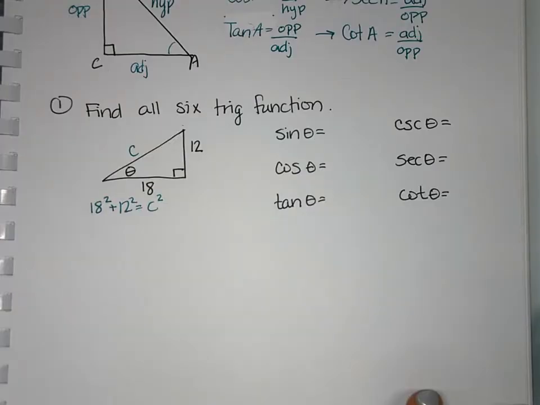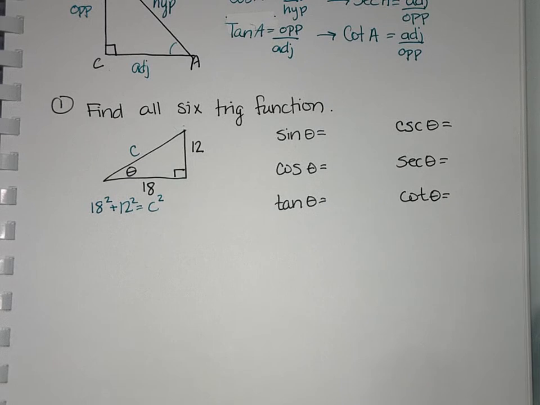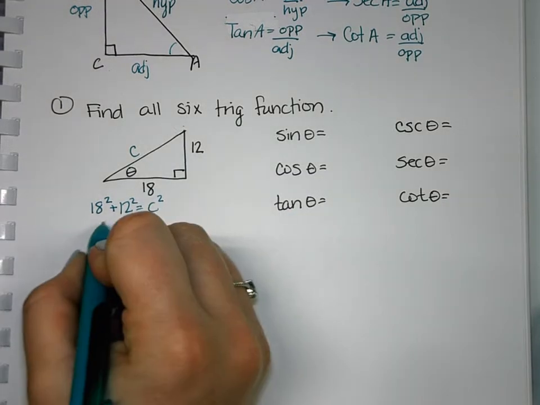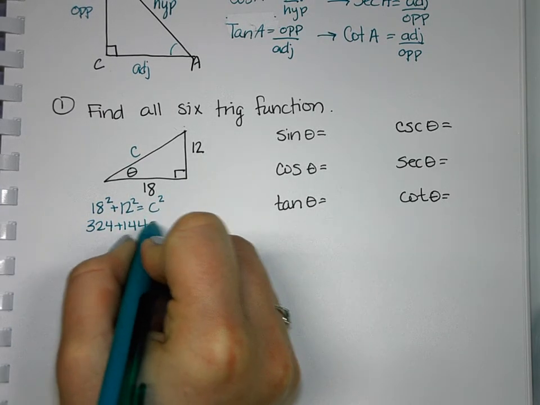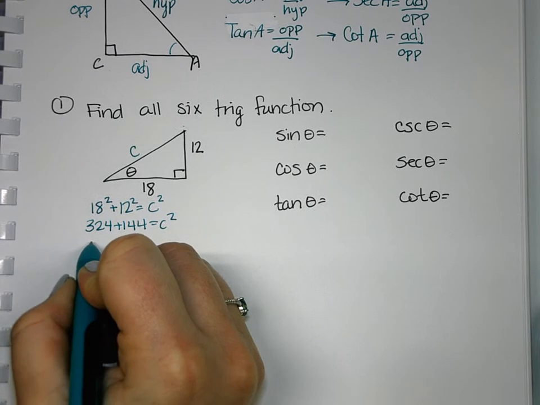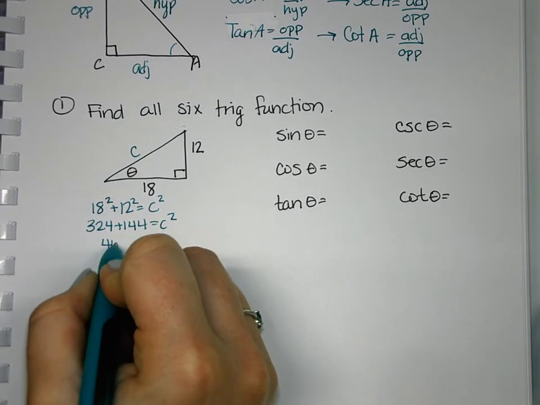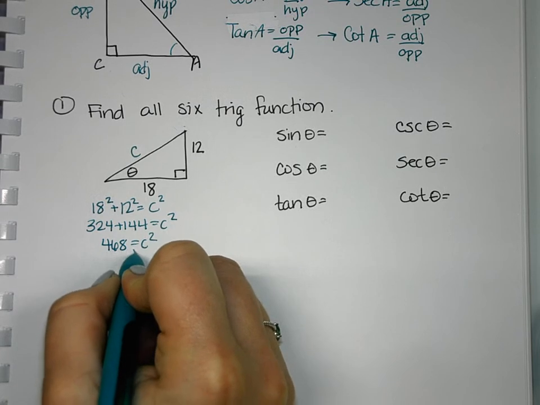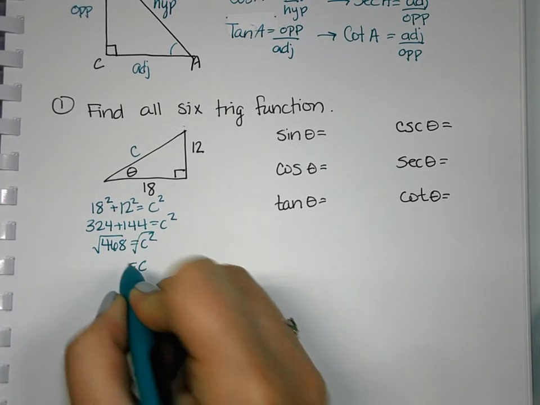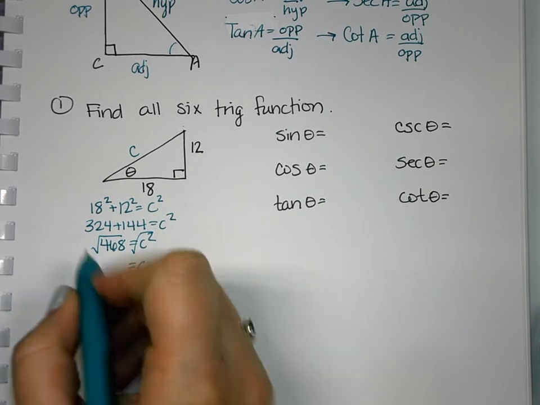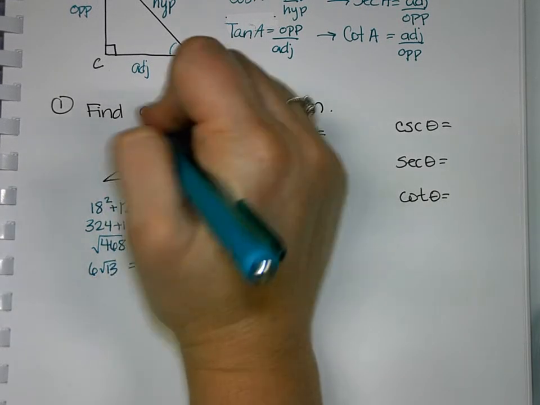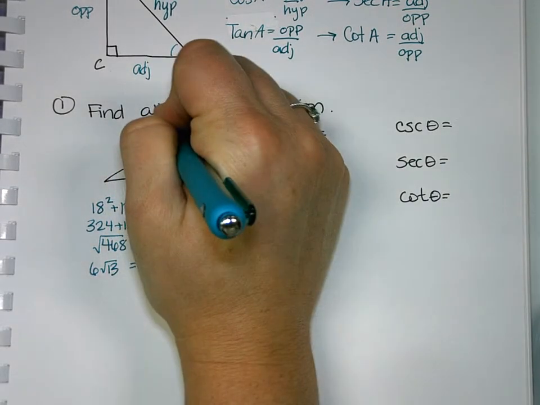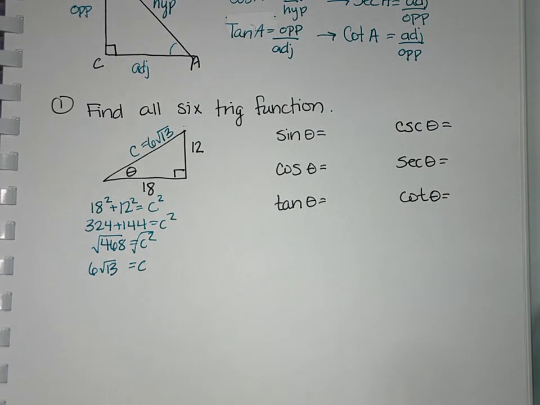So if I go through and solve for that missing side length, let's see, I get 324 plus 144 equals c squared. So that would give me 468. So when I square root both sides, I get c is equal to, let's see, when you break that down, it becomes 6 square root 13. So c is going to equal 6 square root 13. So now that I know all 3 sides, it's just a matter of matching up the ratios.